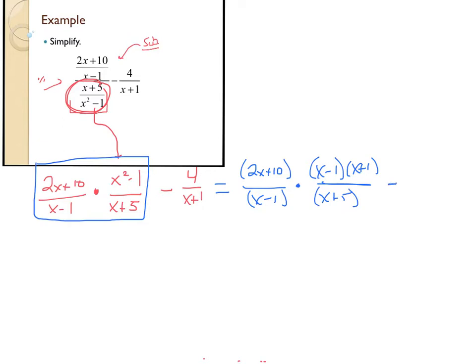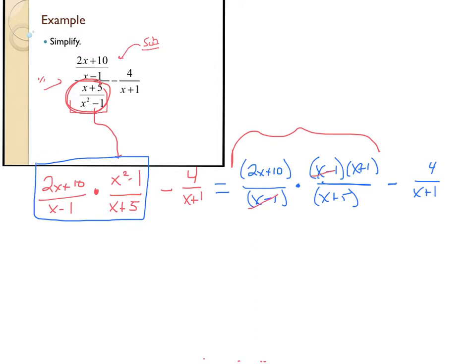And then we're going to subtract a 4 over x plus 1. Okay? So now we're going to go ahead and reduce. And when we reduce, we're only looking at this piece because this is multiplication. We can't include the subtraction. It doesn't work that way. So I'm going to go ahead and cancel out the x minus 1s.